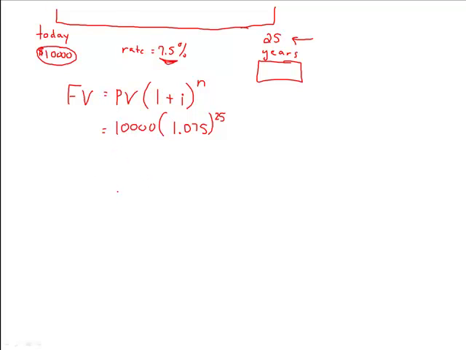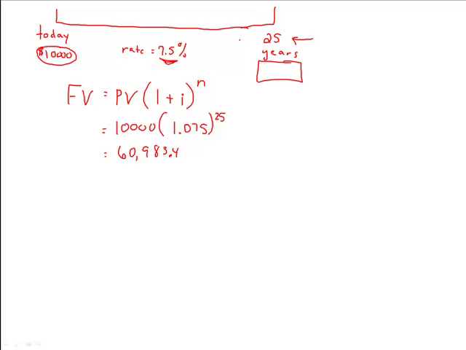This problem continues problem 4 from chapter 3, which had asked how much would you have after 25 years if you invested $10,000 at a 7.5% rate. Remember, these values are different from the values you actually see in your problem. And the answer was $60,983.40.